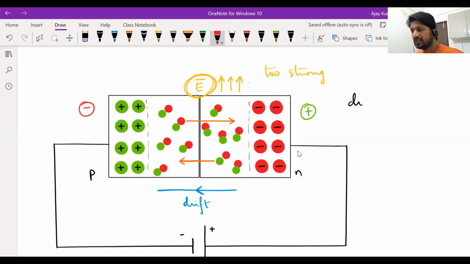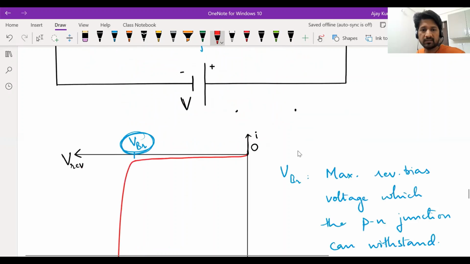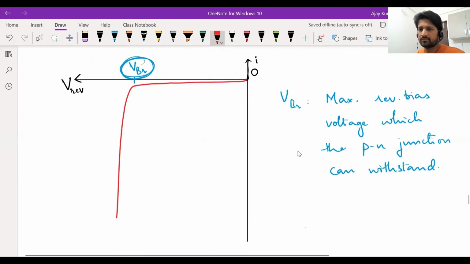So even if the reverse bias voltage applied is more than the breakdown voltage, the diode will not get damaged. There will be a sudden increase in the reverse bias current, but the diode will not get damaged. That is what a Zener diode is.